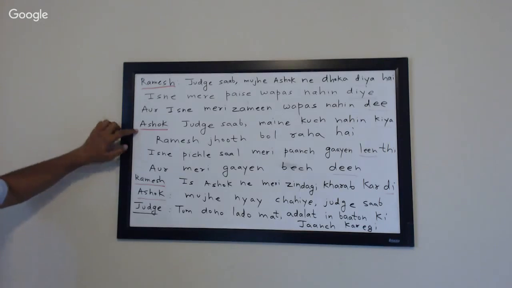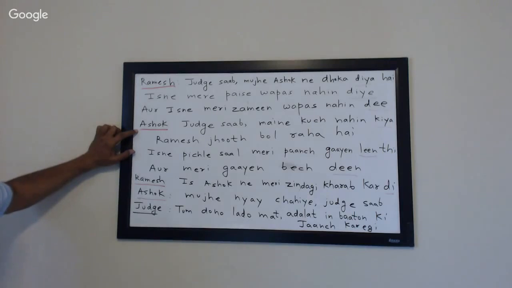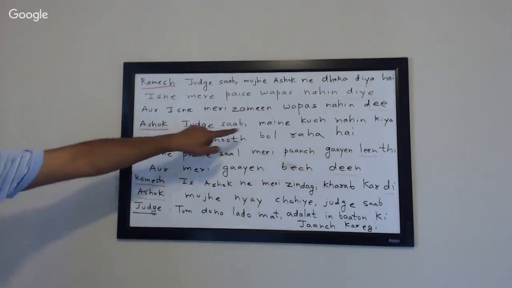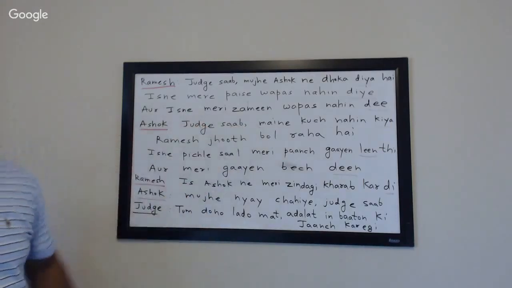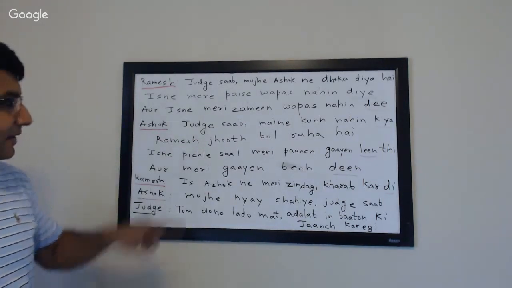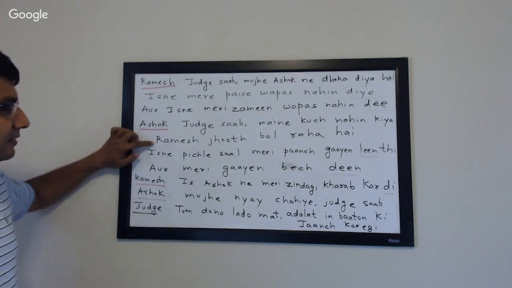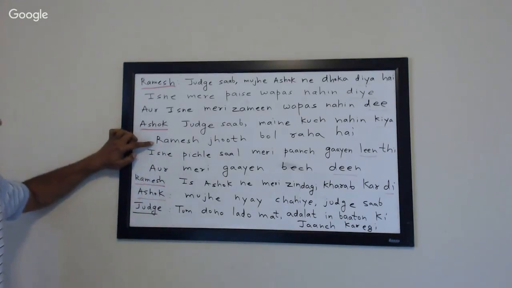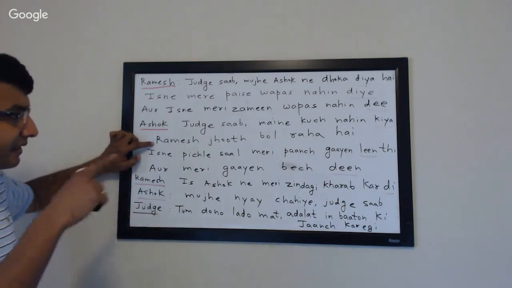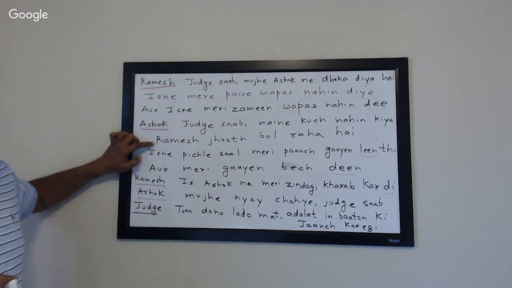So he's saying, Judge Sir, he has done nothing. I have done nothing. Yeah, I haven't done anything. Okay, I see. Next, move to the next line. Ramesh is saying he is lying. So say that again. Ramesh is lying. Very good. Ramesh is lying. Awesome. Next one.